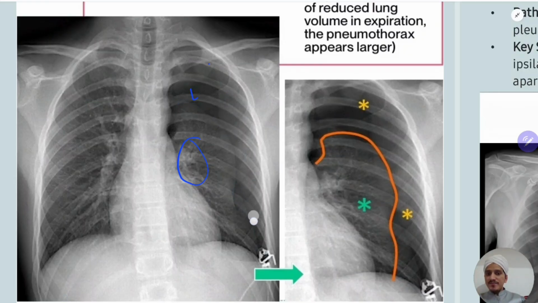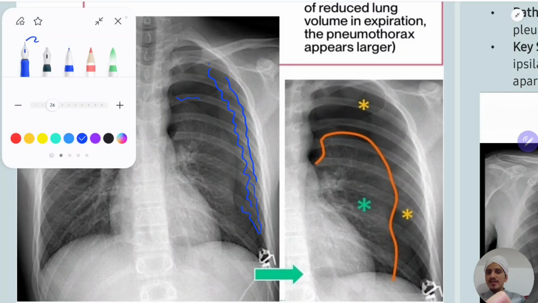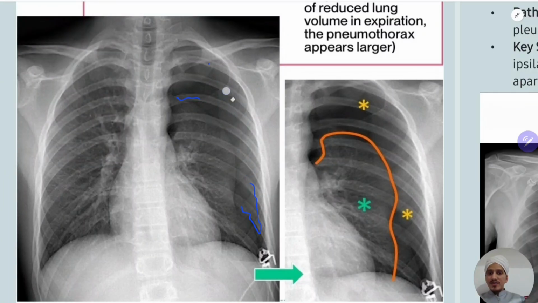The other thing is, in this part you are not seeing any bronchovascular markings. So this is a left-sided pneumothorax, and it is not a massive pneumothorax.